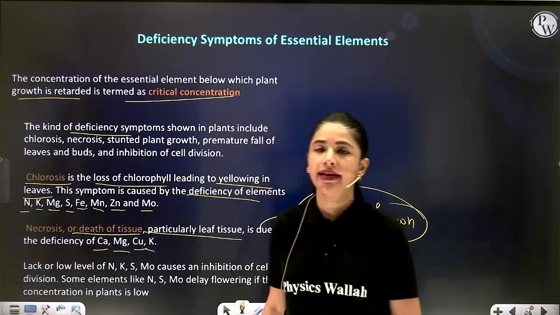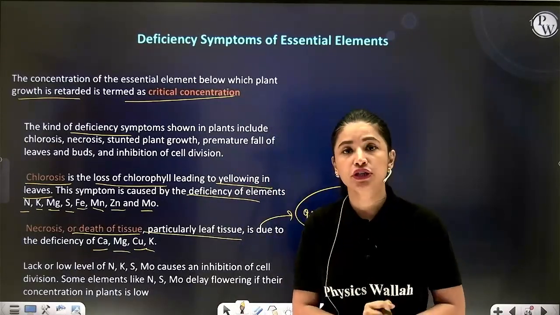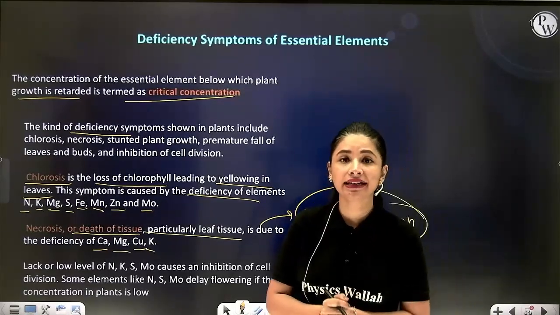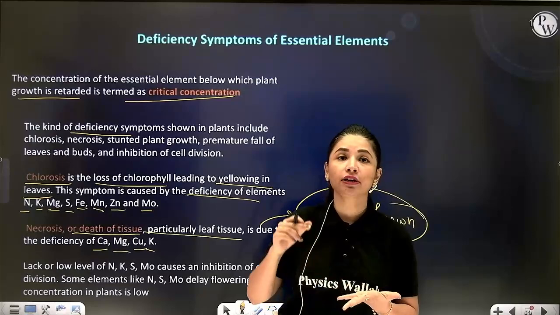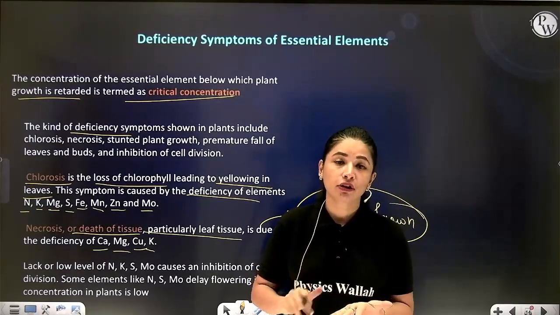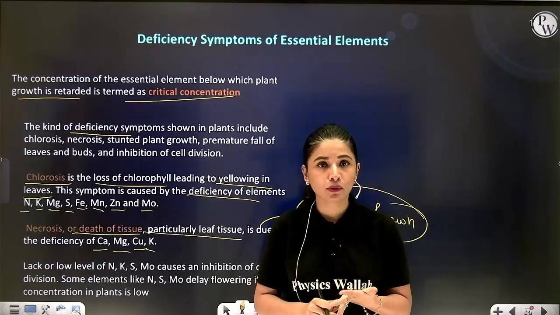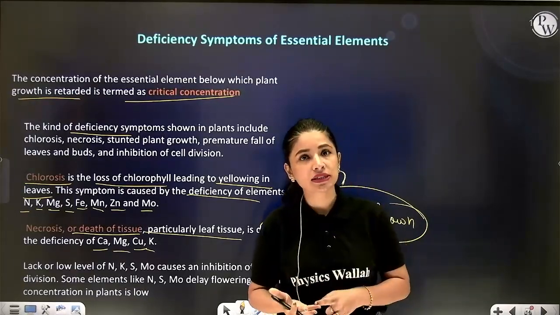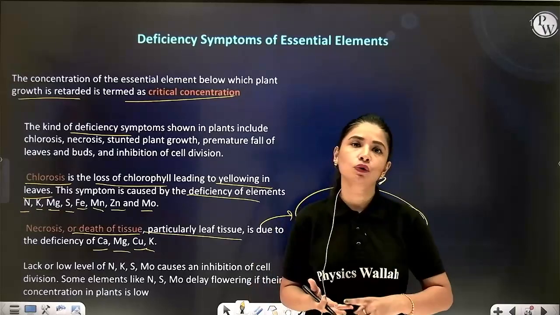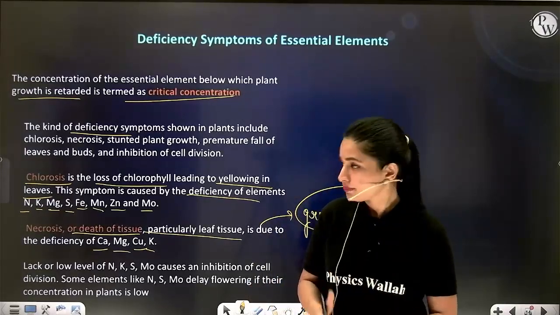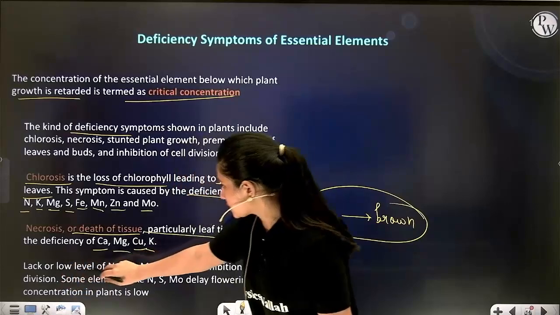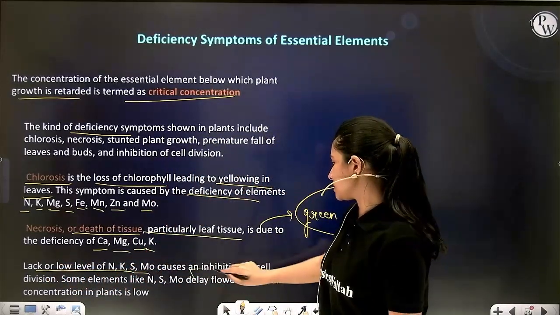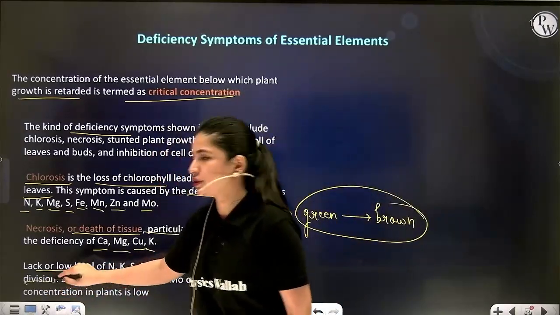Correct? Moving ahead. The next important deficiency symptom is inhibition of cell division. Beta, cell division is a highly energetically expensive and nutrient requiring process. Now, if there are no nutrients in the plant body, then surely the plant cannot initiate division. And if there is no cell division, then automatically growth is retarded. Correct? So, next point, lack or low levels of NKSMO causes inhibition of cell division.